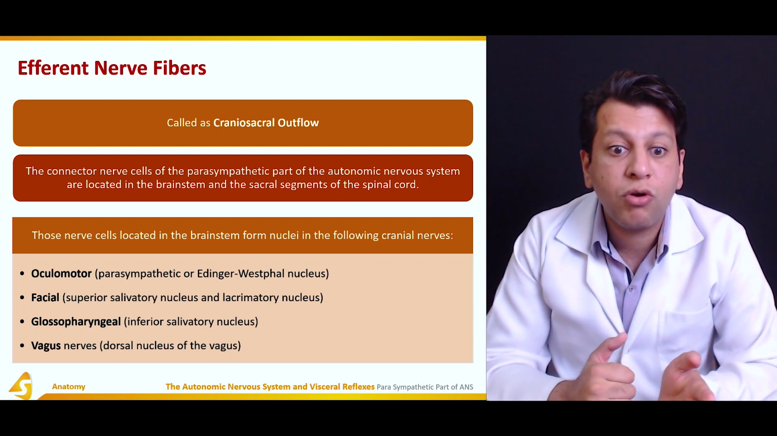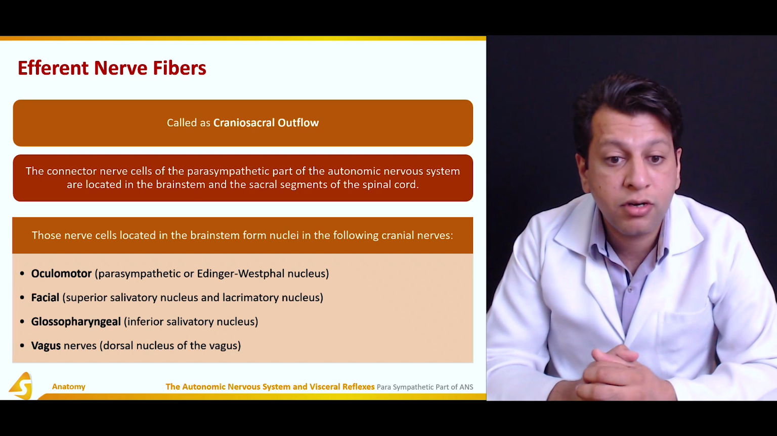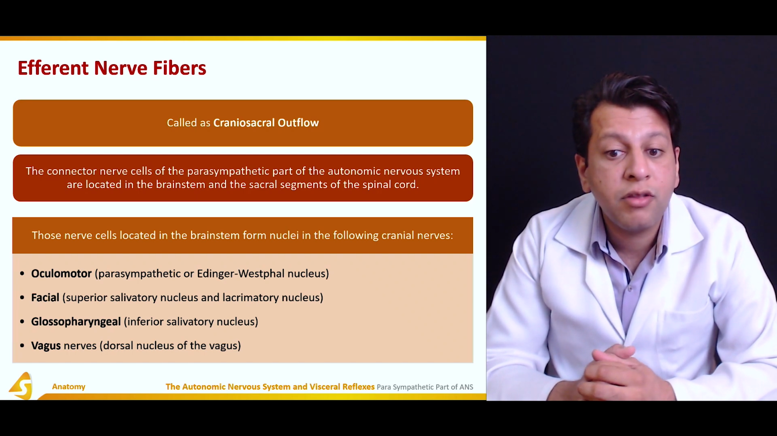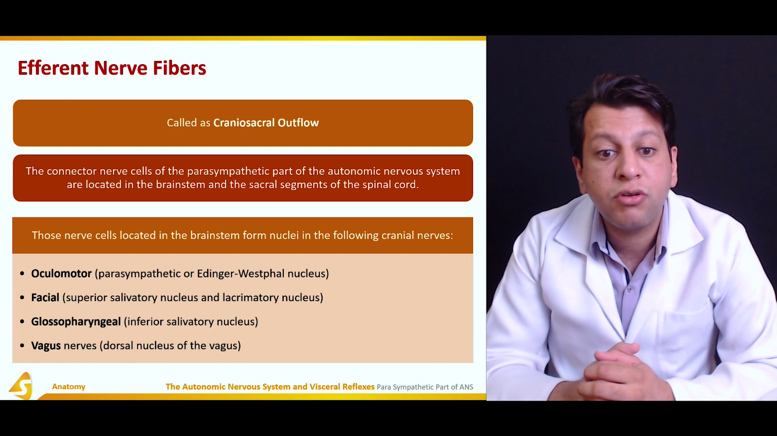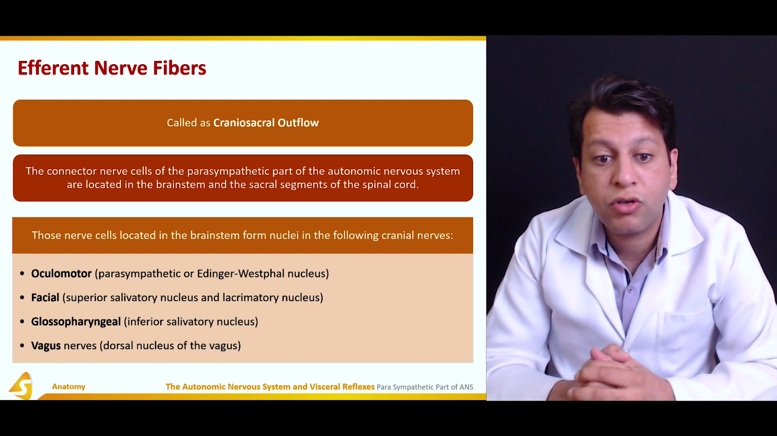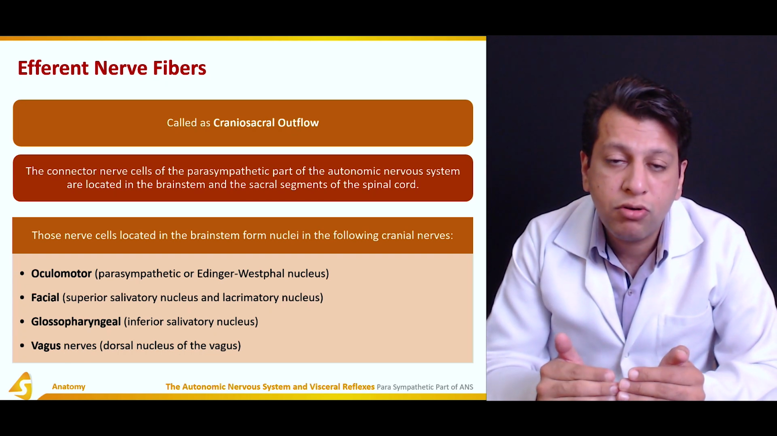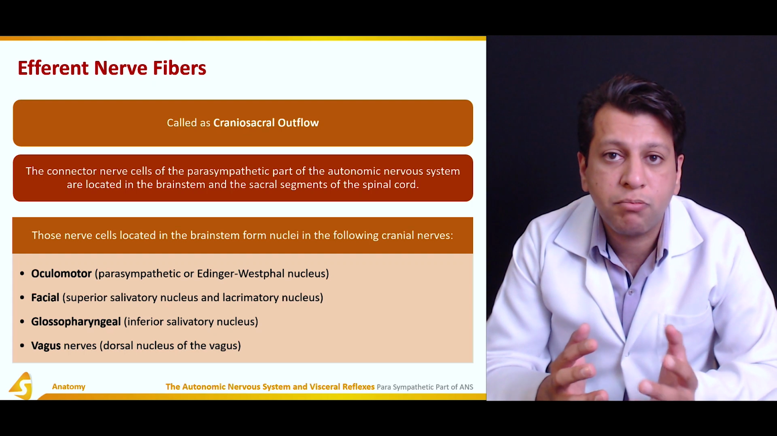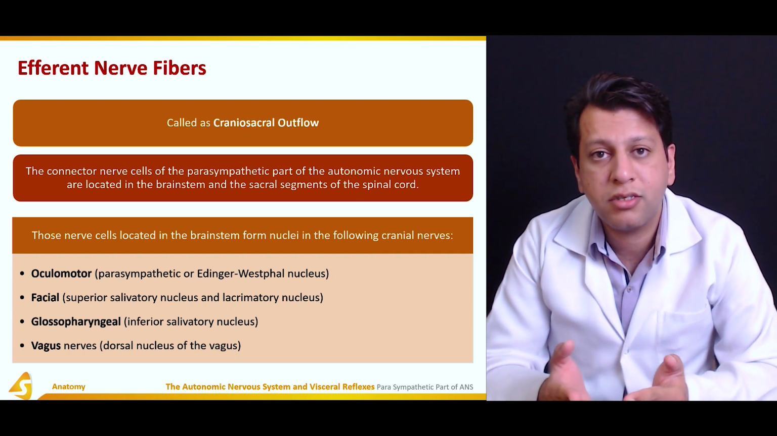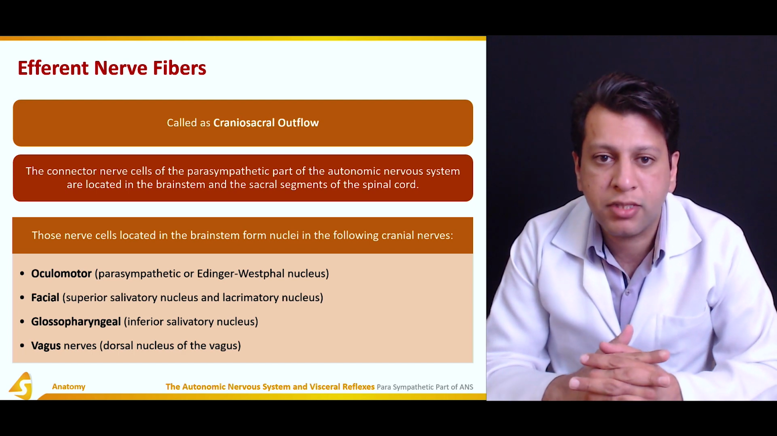They are basically the oculomotor, which forms the parasympathetic Edinger-Westphal nucleus of the oculomotor nerve. We have the superior salivatory nucleus and lacrimatory nucleus of the facial nerve. We have the inferior salivatory nucleus of the glossopharyngeal nerve and the dorsal nucleus of the vagus nerve. All these nuclei of these nerves are parasympathetic. The fibers arising from these have a parasympathetic effect on the body.